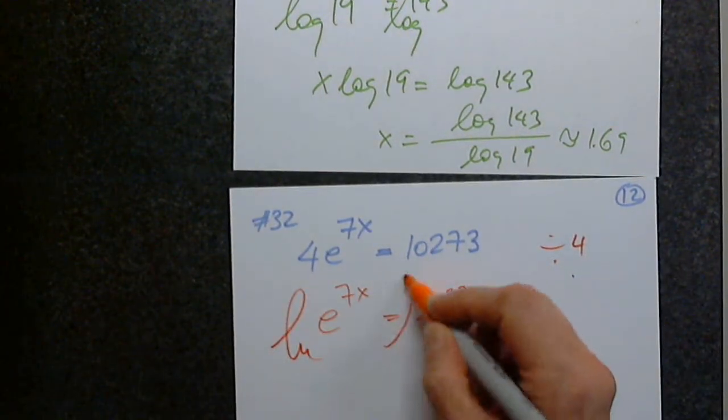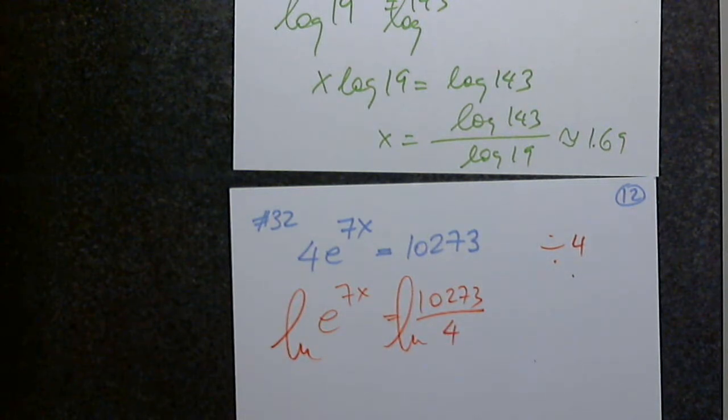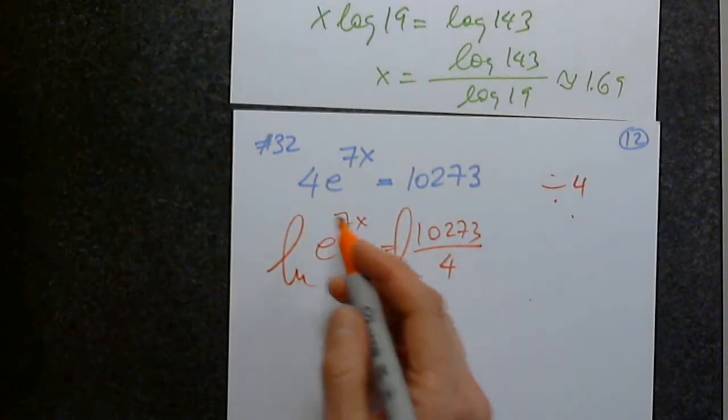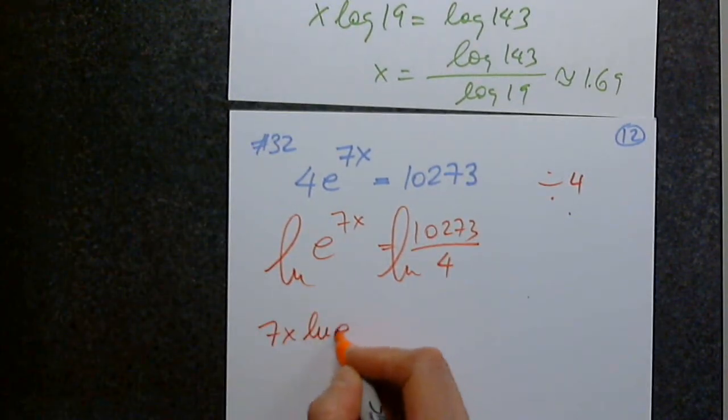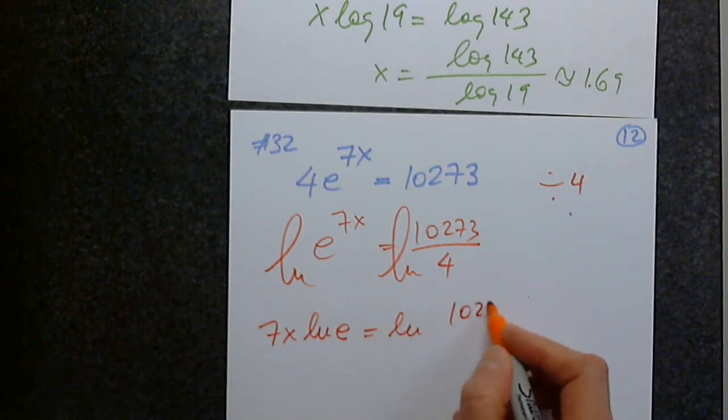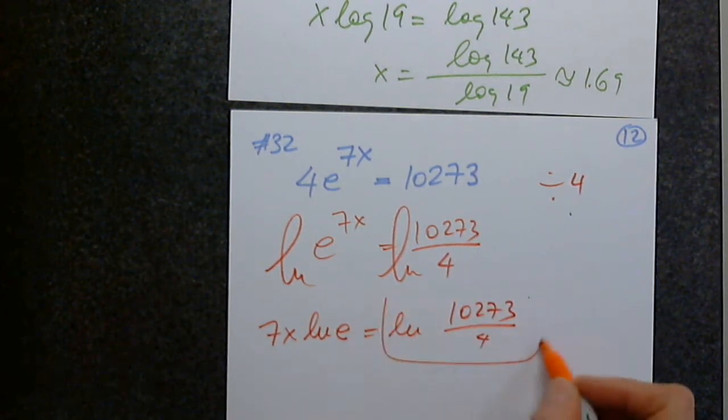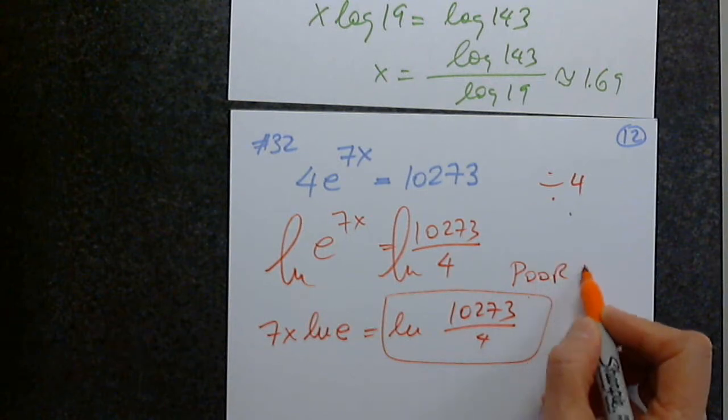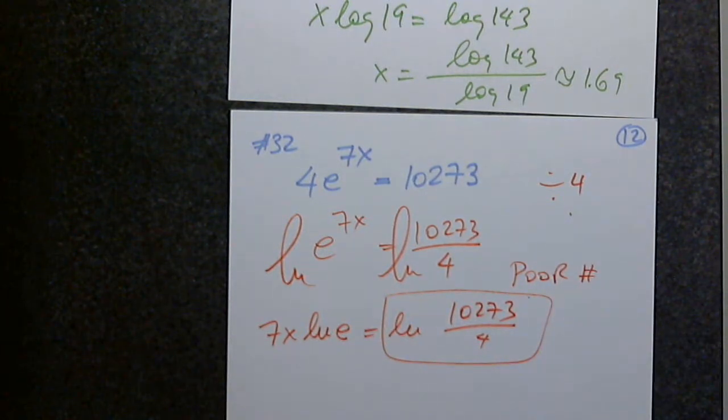Exactly. That's my only way. How do I eliminate the cube root? Cubing both sides. How do I eliminate an exponential? Applying log. How do I eliminate a log? Applying exponential, because they are inverses of each other. So then I bring 7x in front. 7x natural log e equals natural log of 1,273 over 4. Don't worry about this. It's just a poor number. I know it looks sophisticated.